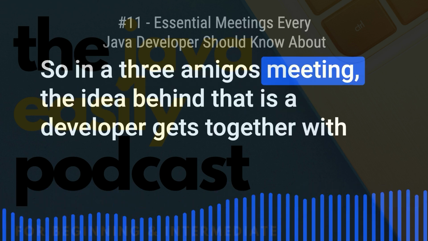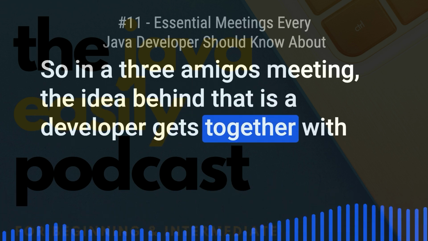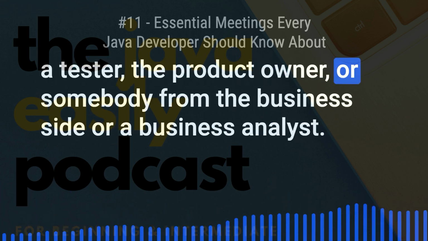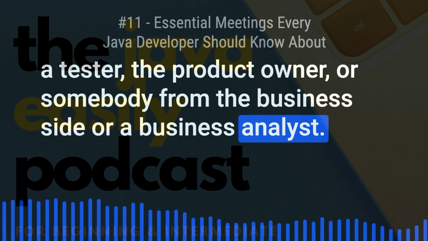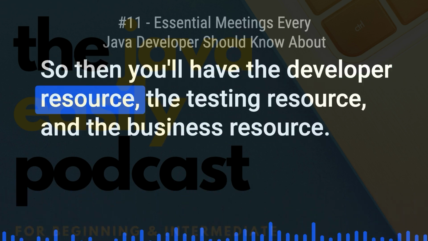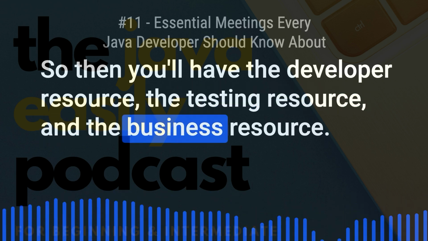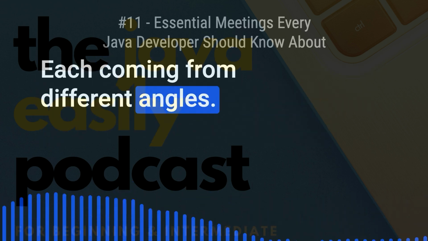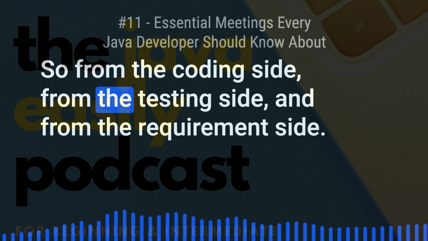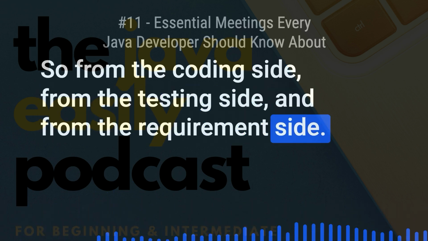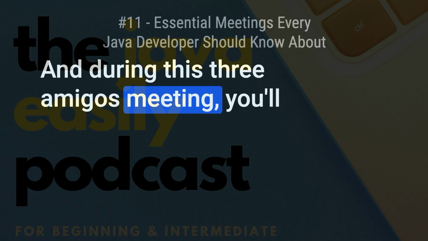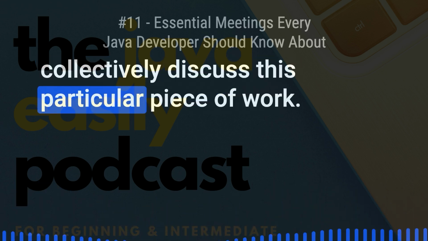So in a 3 amigos meeting, the idea is the developer gets together with a tester, the product owner, or somebody from the business side, or a business analyst. So then you'll have the developer resource, the testing resource, and the business resource, each coming from different angles: from the coding side, from the testing side, and from the requirement side. And during this meeting, you'll collectively discuss this particular piece of work.